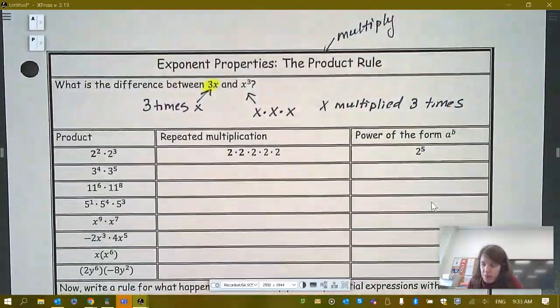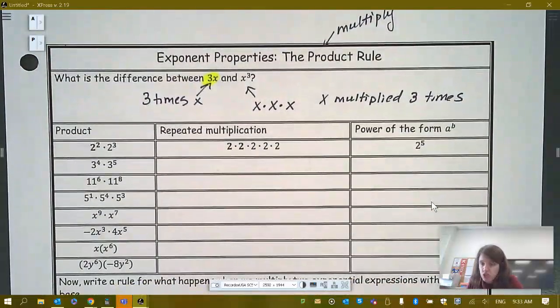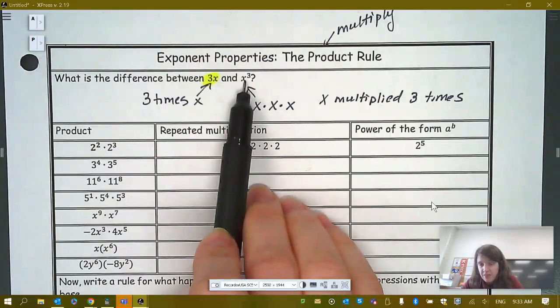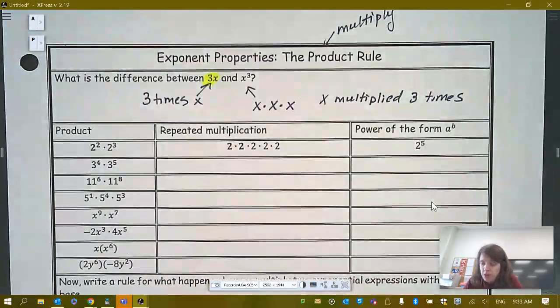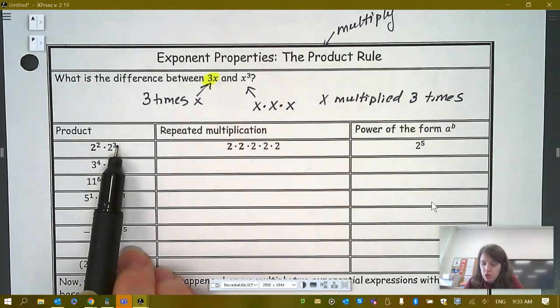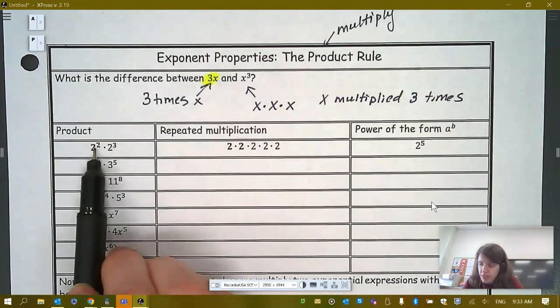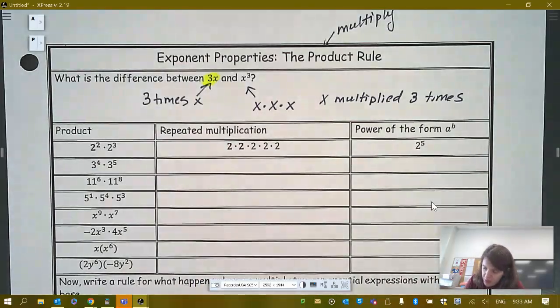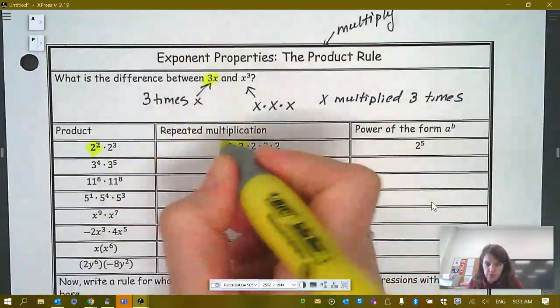Okay, so we're thinking about what's different between exponents and just regular multiplication. Exponents are repeated multiplication. We're repeating the same multiplication over and over. So let's look at some examples. 2 to the second power and 2 to the third power. Well, 2 to the second power is like 2 2's. It's 2 times 2. You see those first two right here. So these two, x to the second, go with these two.